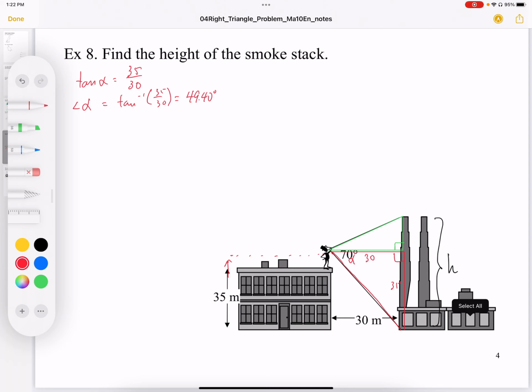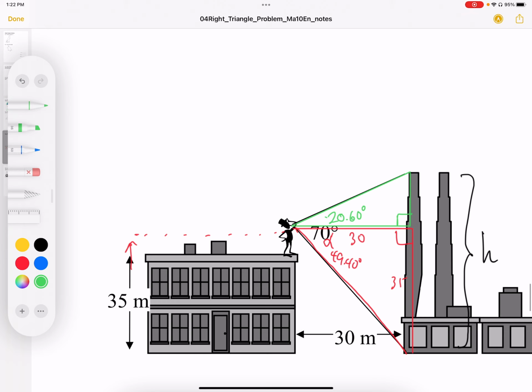Okay, and so we have that part there, which then allows us to work on the green triangle. So the green triangle, if I subtract that 49.40 degrees, and I'm just going to write it in here, so this angle is 49.40 degrees. In the green triangle, if we subtract from 70 degrees, that angle in there works out to be 20.60 degrees. And then that allows me to solve for this unknown height of x. And that will then let me calculate the actual total height of that stack.